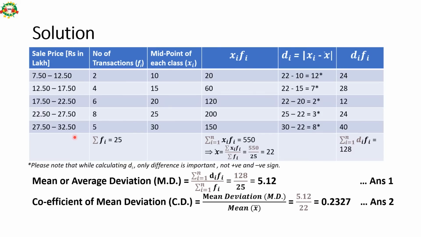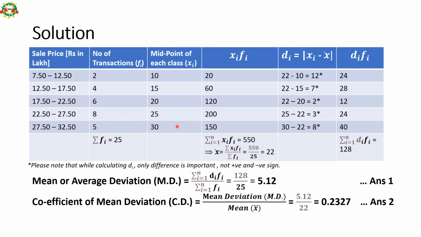So this is given in the question: the sale price of the property and the number of transactions happening in that price range. So data pertaining to 25 transactions has been given by the examiner. The midpoint of each class, which is 7.5 plus 12.5 is equal to 20, divided by 2. So 10, 15, 20, 25, 30. So this is the middle point.